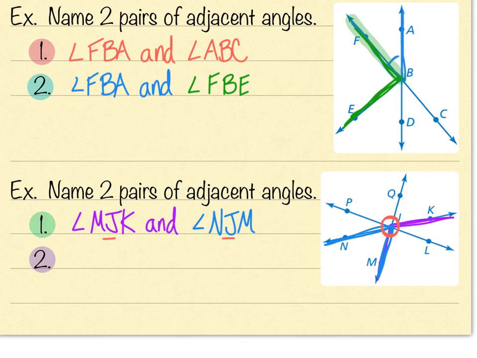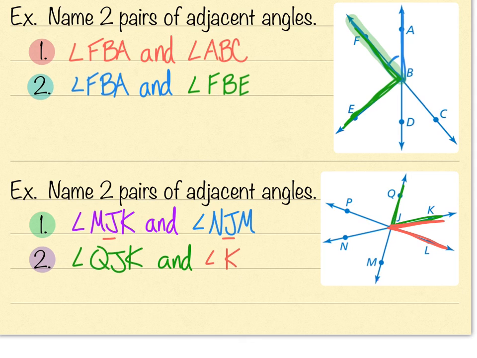And then another one, let's see. I could say, let's erase this, angle QJK, this angle up here, angle QJK, and angle, let's see, I couldn't pick this angle here because it doesn't share any common sides, but I could pick this angle here, and so that would be angle KJL, or LJK, and those two angles are adjacent.